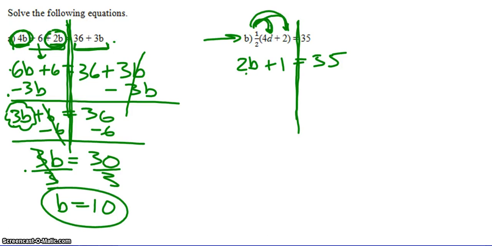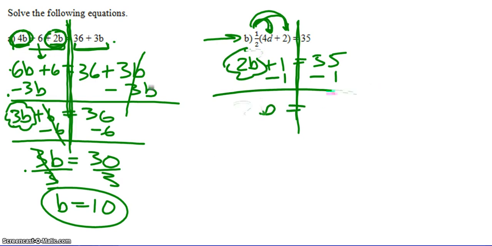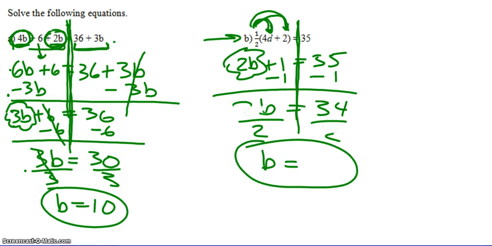We need to isolate the algebraic term, get this guy by itself. So subtract 1, subtract 1. 2b equals 34. And now I divide by 2, and b equals 18. Okay, so there's that one, not so bad.